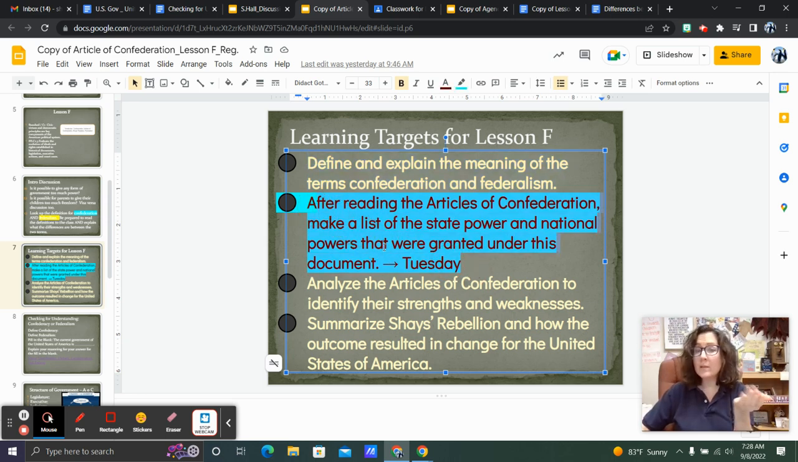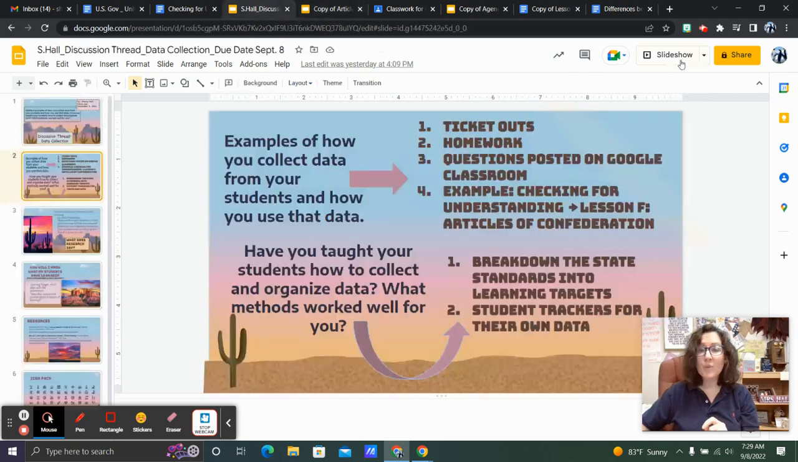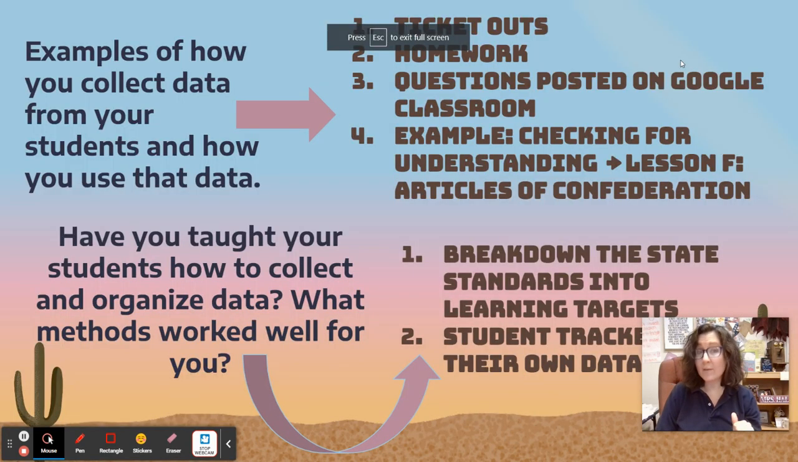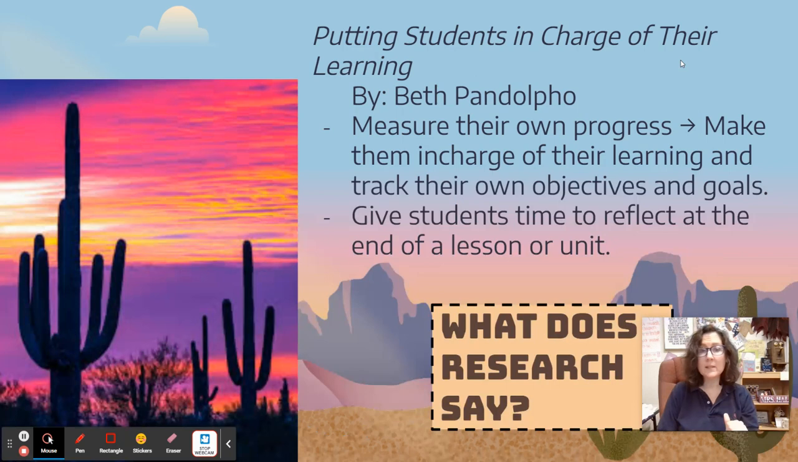Tuesday, after reading the Articles of Confederation, make a list of the state powers and national powers that were granted under this document. They actually did that pretty well. And I think because they understood the differences between a confederacy and a federalism. We shall see how today goes of the strengths and weaknesses of the articles and why they no longer work. So the students do have to track their own data using that student tracker that I created based off of the breakdown of the state standards.